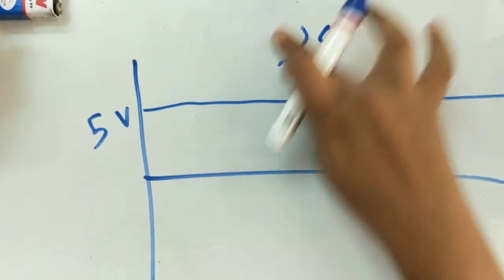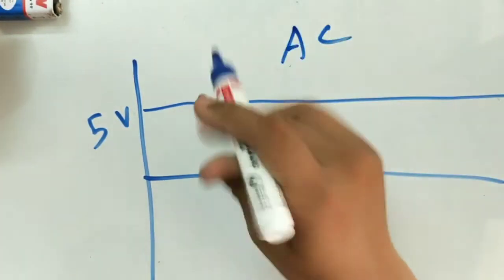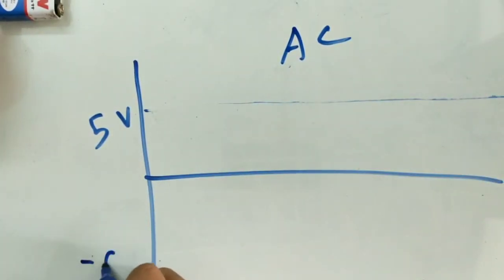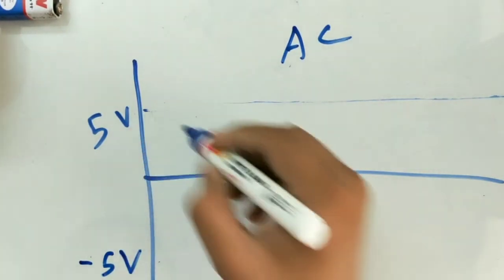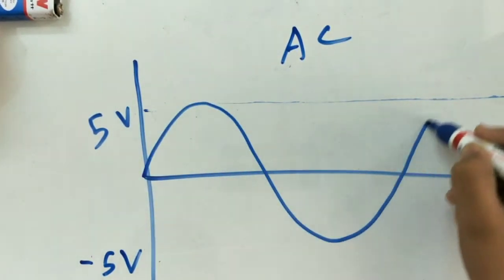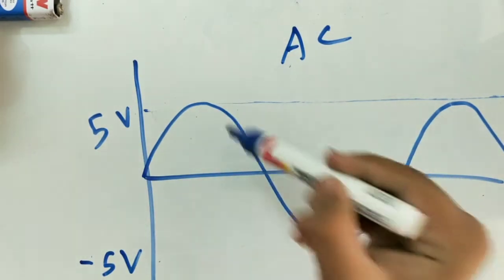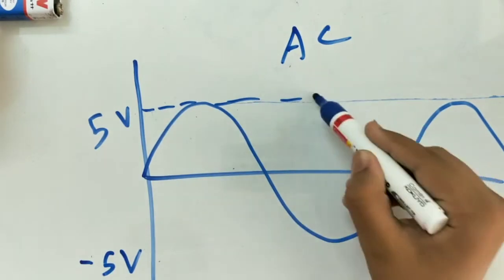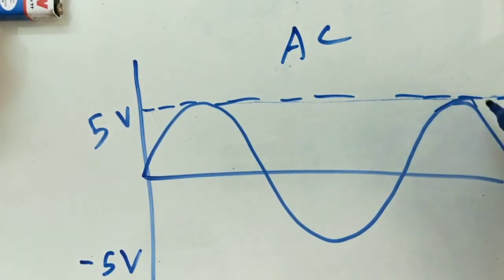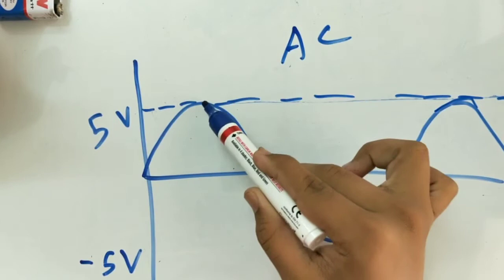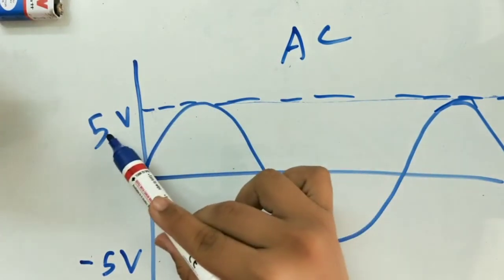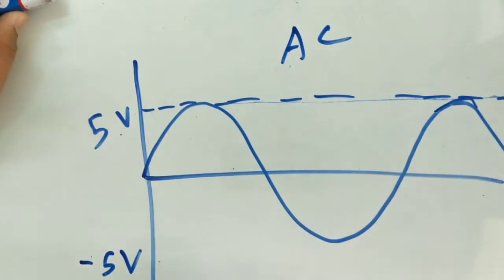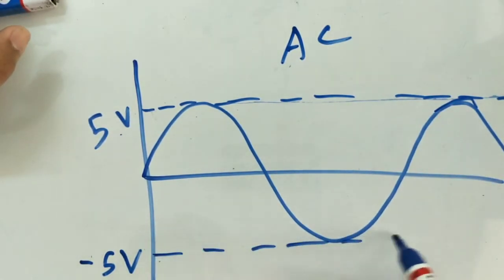Whereas in AC, the graph might be like this, with negative 5 volts if we draw here. So this is the peak voltage, you can see. It's a rough drawing. This is what is taken as 5 volts. So this becomes a 5 volt AC line, and here you can see it goes to the negative.